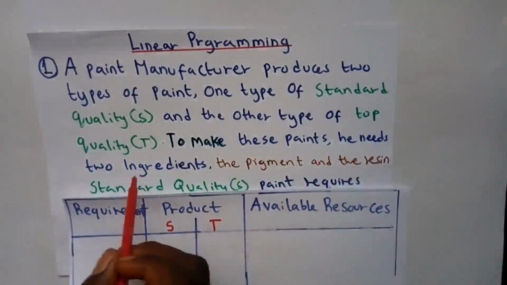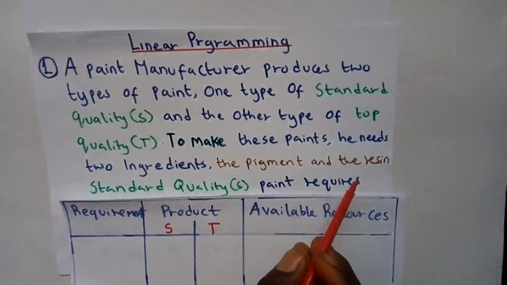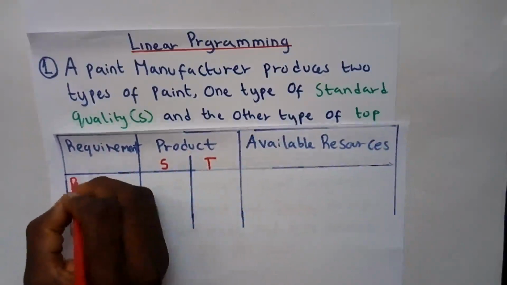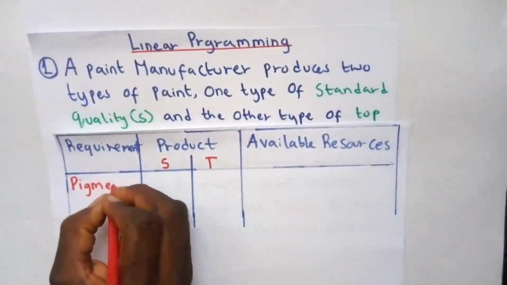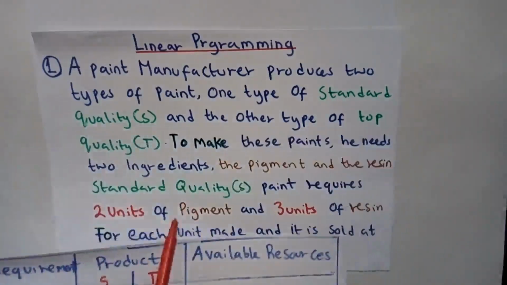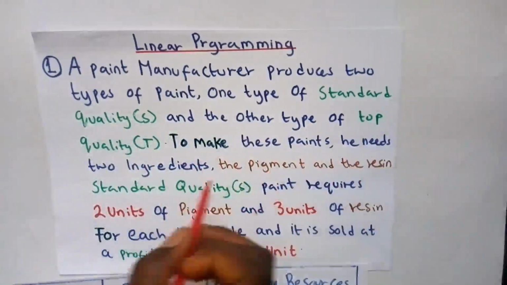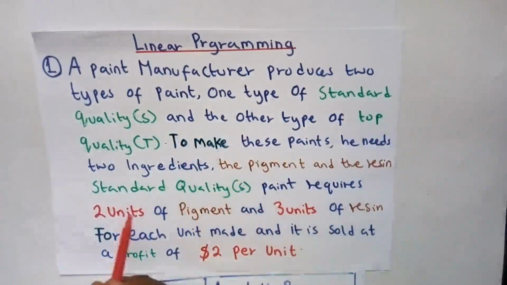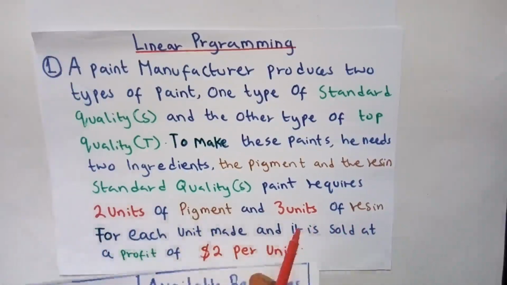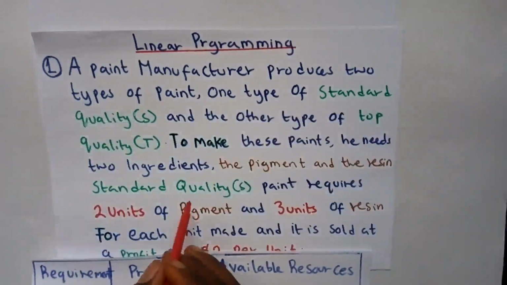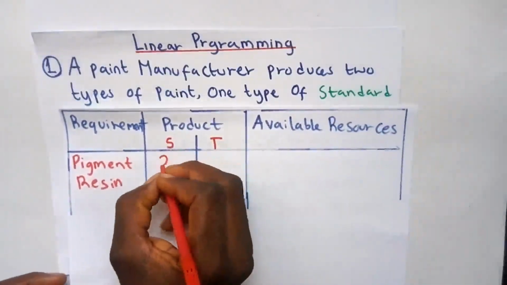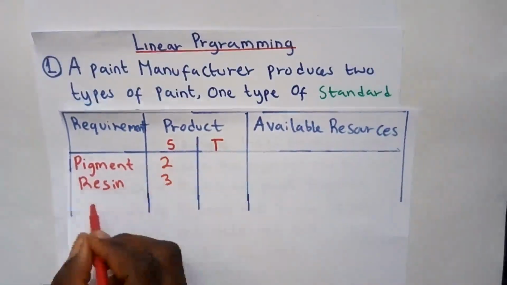To make this paint, he needs two ingredients, the pigment and the resin. So the requirements to make this product are pigment and resin. Standard quality paint requires 2 units of pigment and 3 units of resin for each unit made. So standard quality paint requires 2 units of pigment and 3 units of resin.